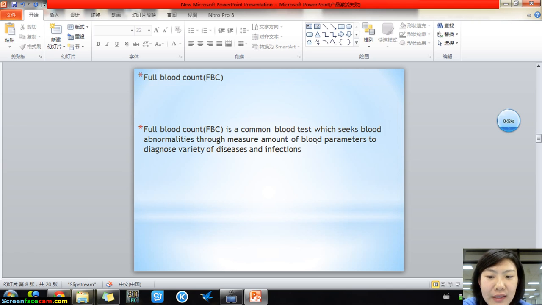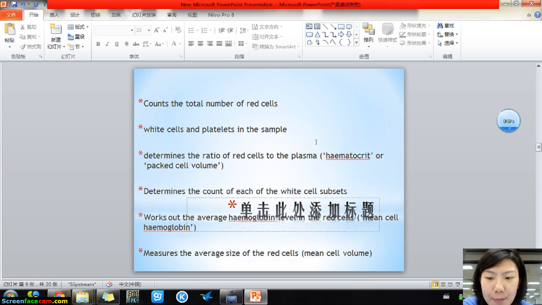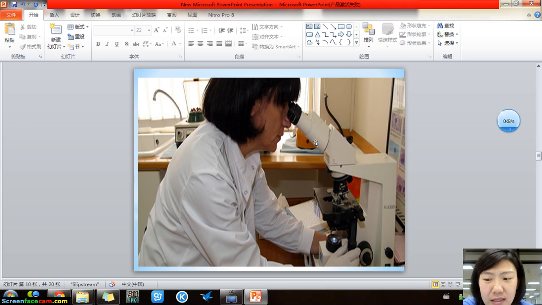Full blood count is a common blood test which seeks blood abnormalities by measuring the amount of blood parameters to diagnose a variety of diseases and infections. It measures different features of blood, including counting the total number of red cells, white cells, and platelets in the sample, determining the ratio of red cells to plasma, determining the count of each of the white cell subsets, working out the average hemoglobin level in the red cells, and measuring the average size of the red cells. The full blood count test is examined under the microscope in order to be more accurate.